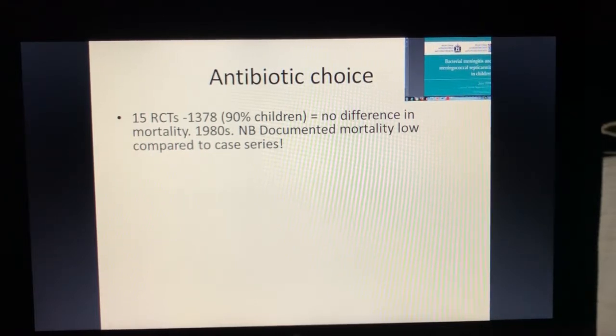Now, I'm certainly going to interpret this with a caveat, because the mortality rates in the trials were lower than those compared to the reported mortality rates in case series. So perhaps they were using children with less severe disease when they were looking at mortality.